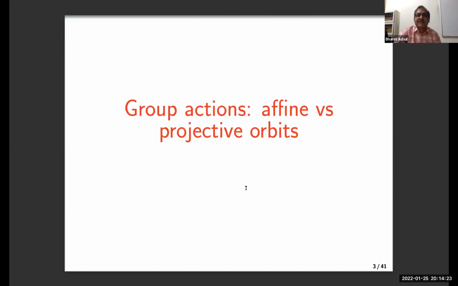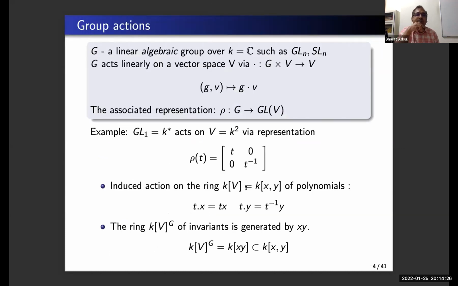So we have this group G. This is a linear algebraic group, and I'm going to stick to complex numbers. So the underlying field is complex numbers, and some of the examples that you should keep in mind are GL_n, so n by n invertible matrices, and SL_n, invertible matrices with determinant 1. So I have this G acting linearly on a vector space. There is this action map. Given a group element g and a vector v, this group element moves this vector v to the point g·v. This is linear in v, and of course it's an action.